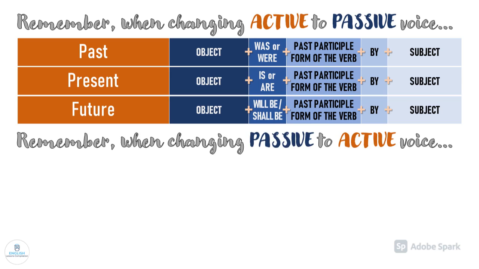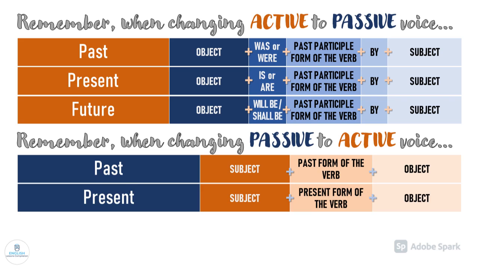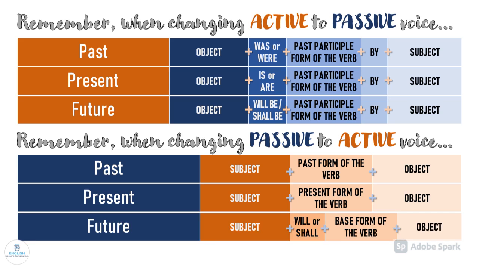Now, when changing passive to active voice, remember that if the tense of the helping verb in the sentence is past, simply write the subject plus the past form of the verb and the object. When the tense of the helping verb in the sentence is present, simply write the subject followed by the present form of the verb and the object. Lastly, if the tense of the helping verb in the sentence is future, simply write the subject followed by will or shall plus the base form of the verb and the object.